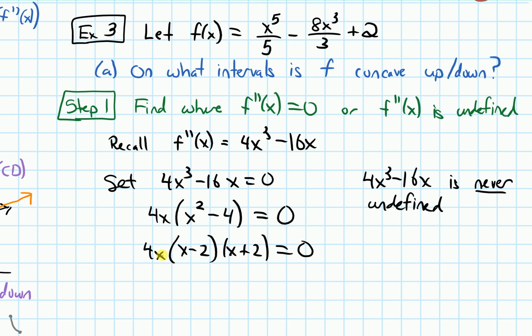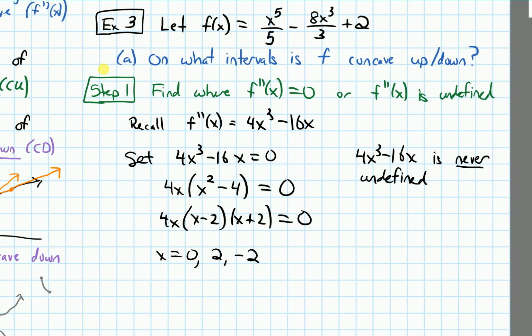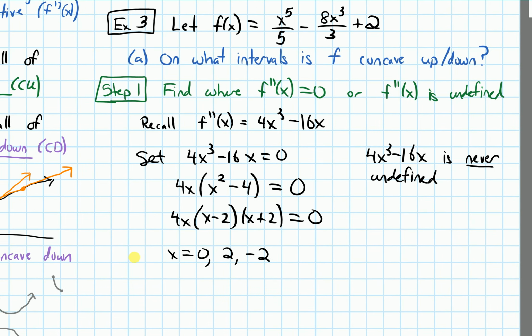And now that it's factored and it's equal to 0, I can go ahead and say what x is. So from the 4x term, I get x is 0. From x minus 2, I get x is 2. And then from x plus 2, I get x is negative 2. Because I'm setting each of these things equal to 0. All right, so that is step one. Figure out when the second derivative is 0, which happened at 3 points, and when it's undefined, and that didn't happen anywhere here. Okay, so we are on to step 2.